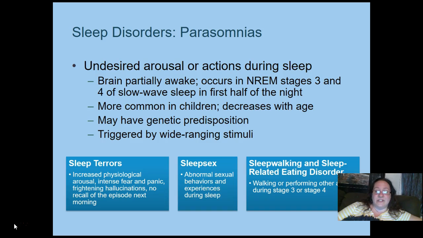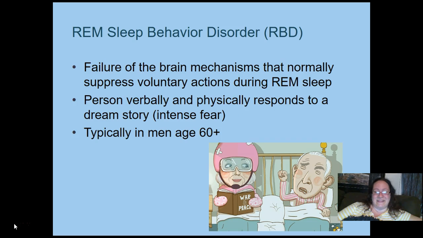Our parasomnias are when you see different kinds of arousal or actions during sleep. The brain is partially awake, you see people moving, and it might have a genetic predisposition and can run in families. This is where you see things like sleep terrors or night terrors, and sleep sex, where people engage in abnormal sexual behavior while sleeping, and things like sleepwalking and sleep eating. Some people will go and eat a whole bag of chips and wake up and be like, "Where's my chips? Where's my Doritos?" They ate them while they were sleeping. So you can see a lot of these things happen.